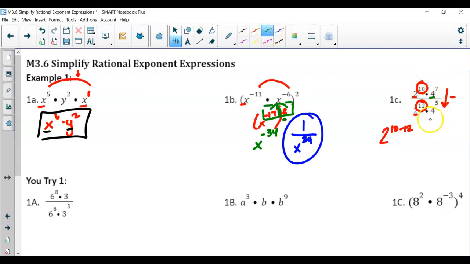So then for our base of 4, what two exponents are we going to subtract for our base of 4? 7 minus 5. So now here we've got 2 to the negative 2, right? Because that's 10 minus 12, and 4 to the second power. Now, is this our final answer? No, because we have a negative exponent here for the base 2. So our final answer is 4 squared over 2 squared. Now, we could also practice continuing simplifying because 4 squared is 16. 2 squared is 4, and 16 divided by 4 is 4.